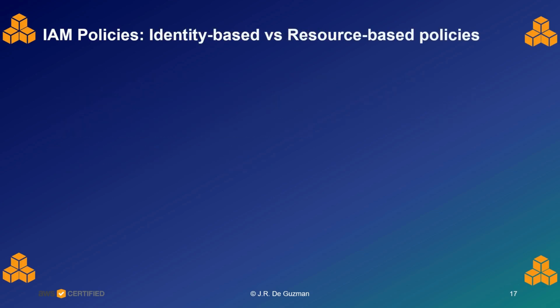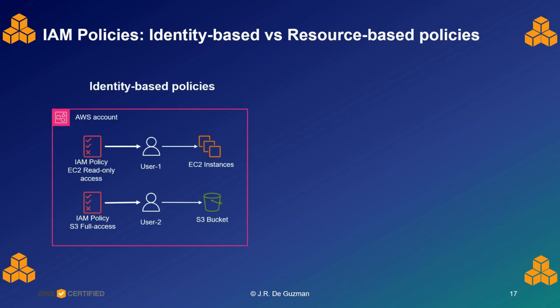Now let's take a look at the difference between identity-based policies and resource-based policies. The first one is identity-based policies. As you can see in the diagram, you have user 1 and user 2. Each user has identity-based policies attached to it. User 1 has the EC2 read-only access policy.